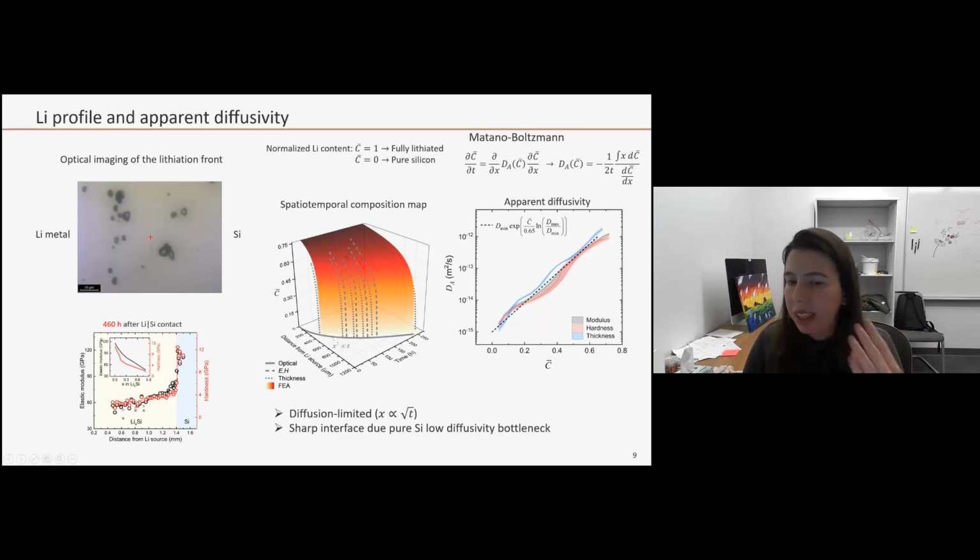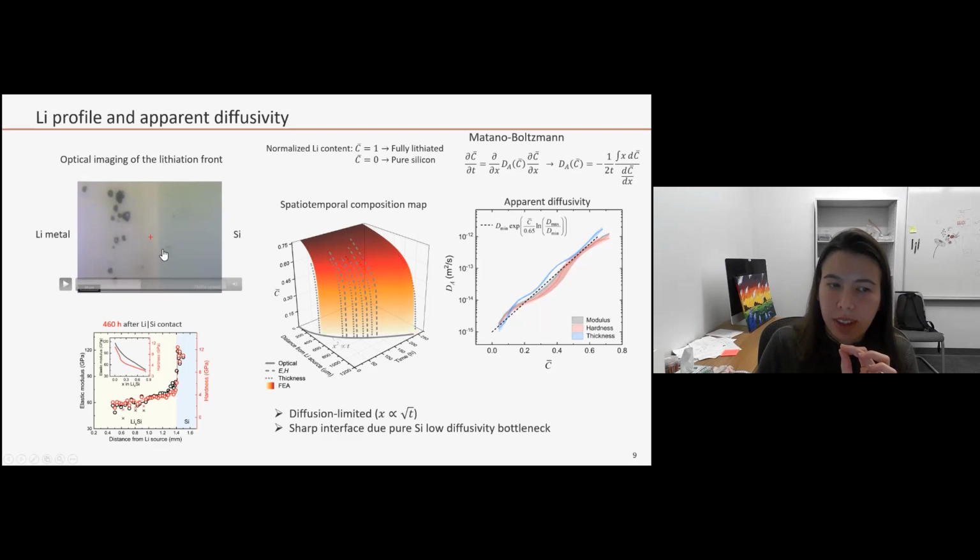Independent of how we measure it, we find that the diffusivity is very low at low concentration, very high at high concentration. So this is why we get this very sharp interface here, because the lithium can diffuse really fast, orders of magnitude faster in the lithiated silicon. But in the pristine silicon, the low diffusivity is a bottleneck. So the lithium accumulates and piles up at the boundary, and that's why, even though it's a diffusion limited process, you still can get a sharp interface just because of the shape of the diffusivity.